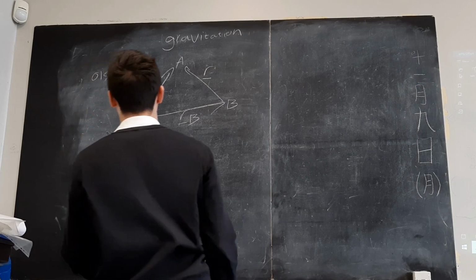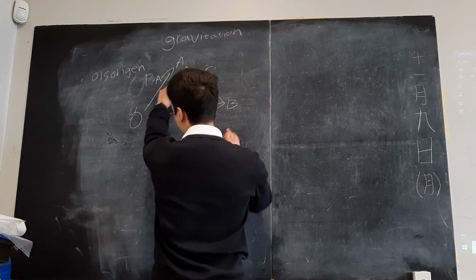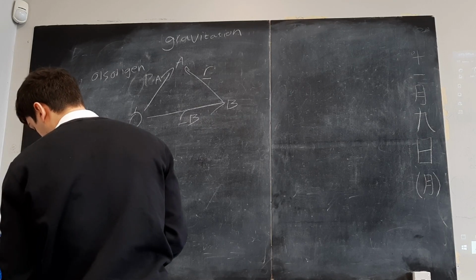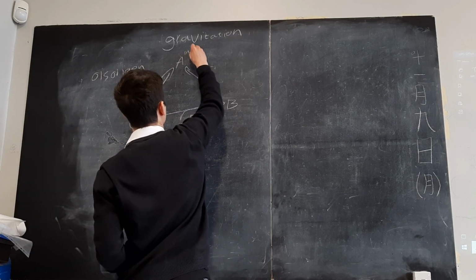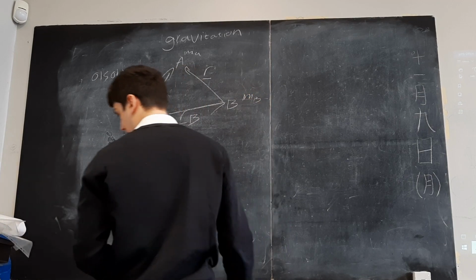Gravitation: A and B are the gravitational bodies, with masses M_A and M_B. So this is M_A, this is M_B. Those are subscripts, not F.